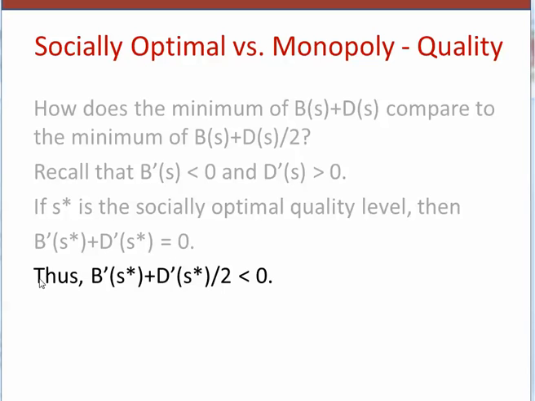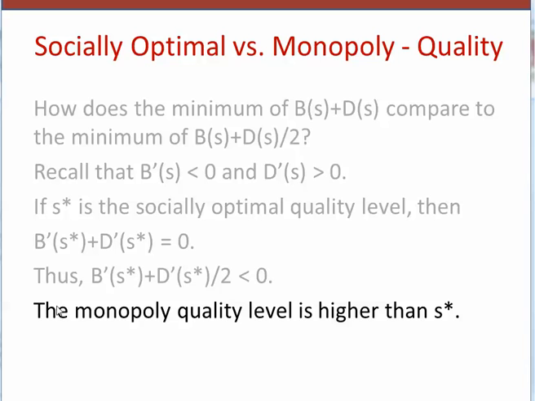So that means the monopoly payoff function is still decreasing at S star. And if you want to get to the minimum for a decreasing function, you increase the value of S, so the monopoly quality level is higher than S star. That's what this shows. That's the conclusion we really wanted to get to.